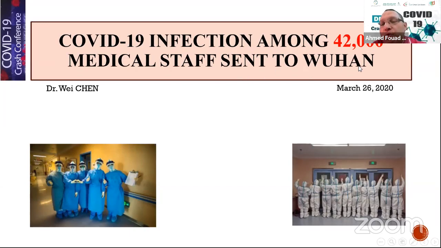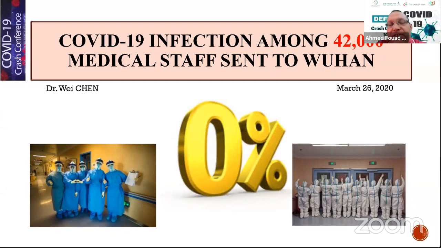So you can imagine, from February 1 until March 26, they had 42,000 medical staff working in Wuhan. With this precaution, they have had 0 infections among healthcare workers in the last 2 months.